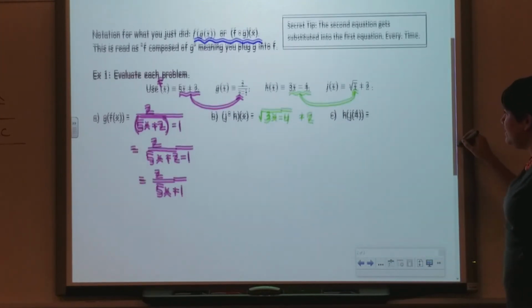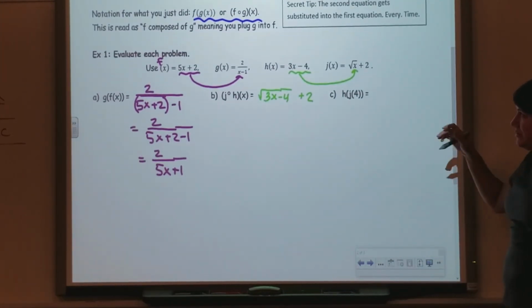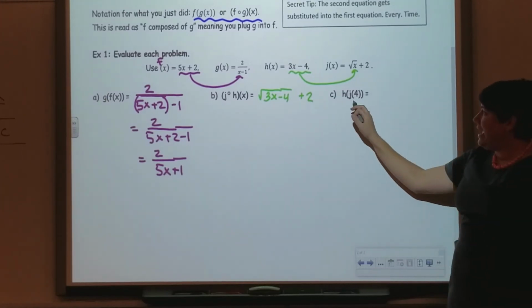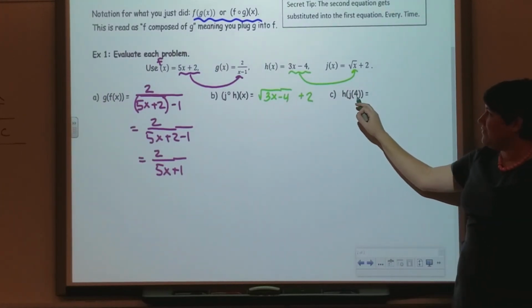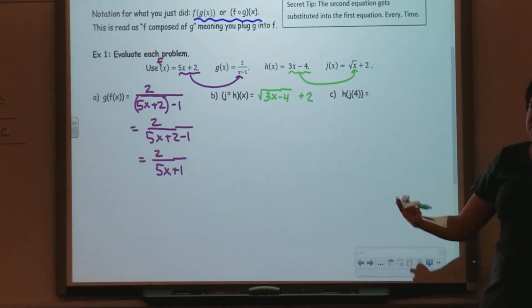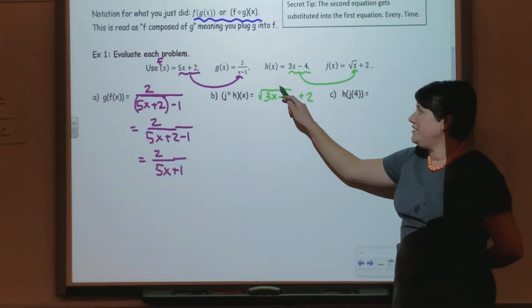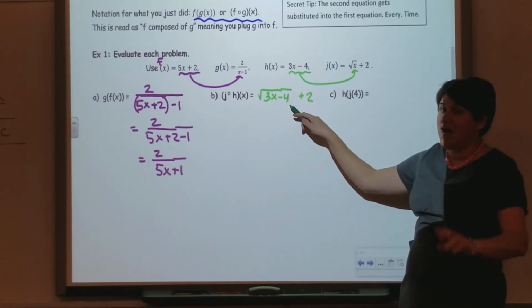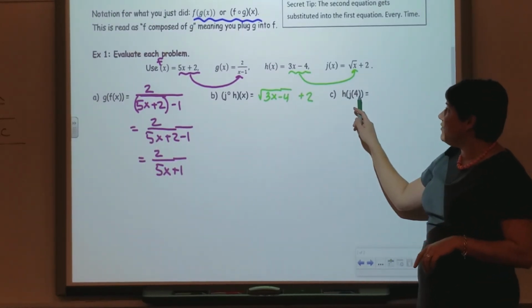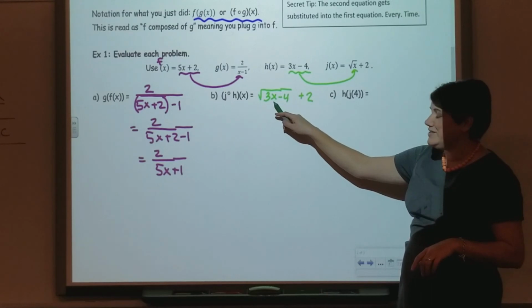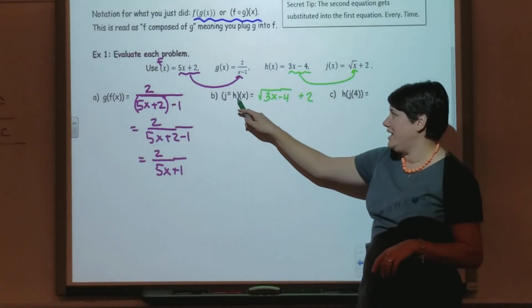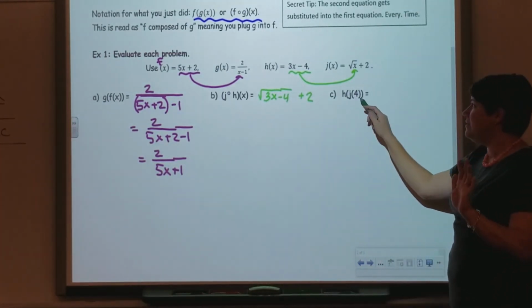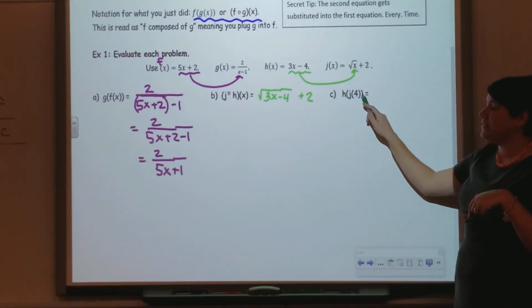And again, try letter C on your own, and we'll do some more problems tomorrow. And again, just remember that when you have a number in the parentheses, that means that after you do the composition, so for example, if I ended up with this as my composition, if I were to plug a 4 in for this x here, that would be j of h of 4. Okay, so you do the composition first, then plug the number in.